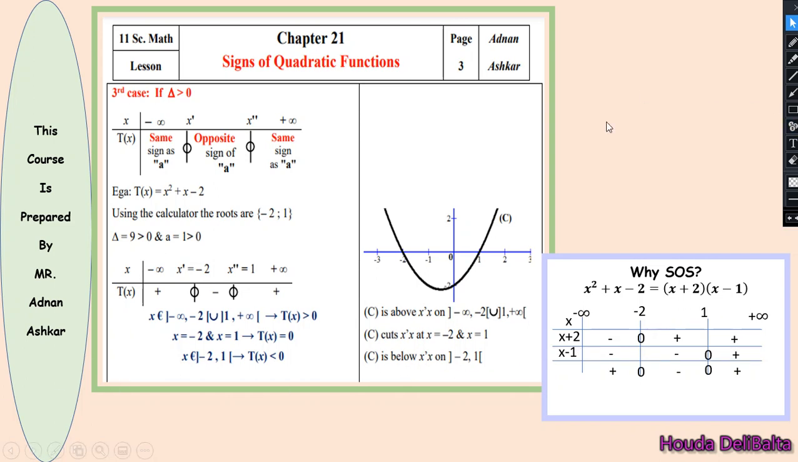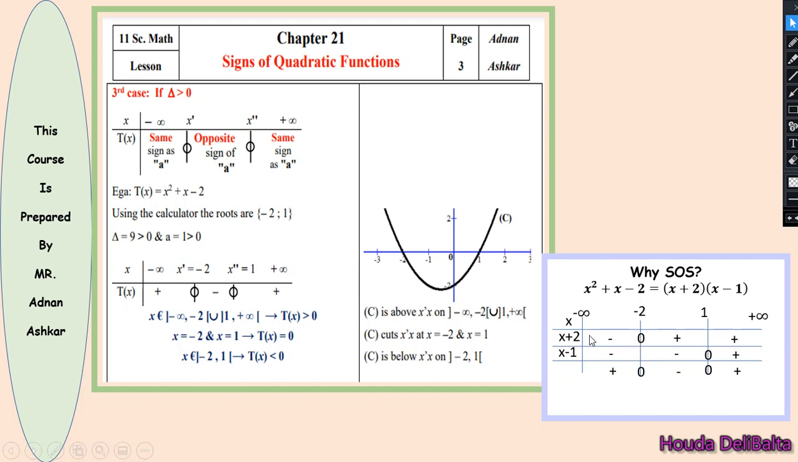Now, I made this table in order to explain analytically, without using the graph, why same, opposite, same. If we want to prove it analytically, we have to use the sign of a product. So x plus 2 is the first factor, x minus 1 is the second factor, knowing that if minus 2 is a root, then the factor is x plus 2. If 1 is a root, then the factor is x minus 1. So if you calculated the roots using the calculator, you can directly find the factors by writing the opposite sign of the roots between x and the number.